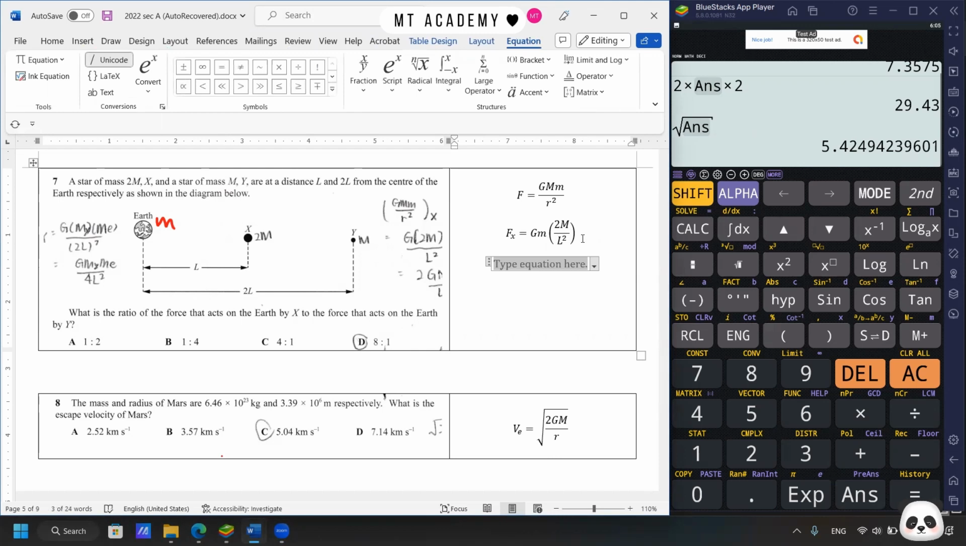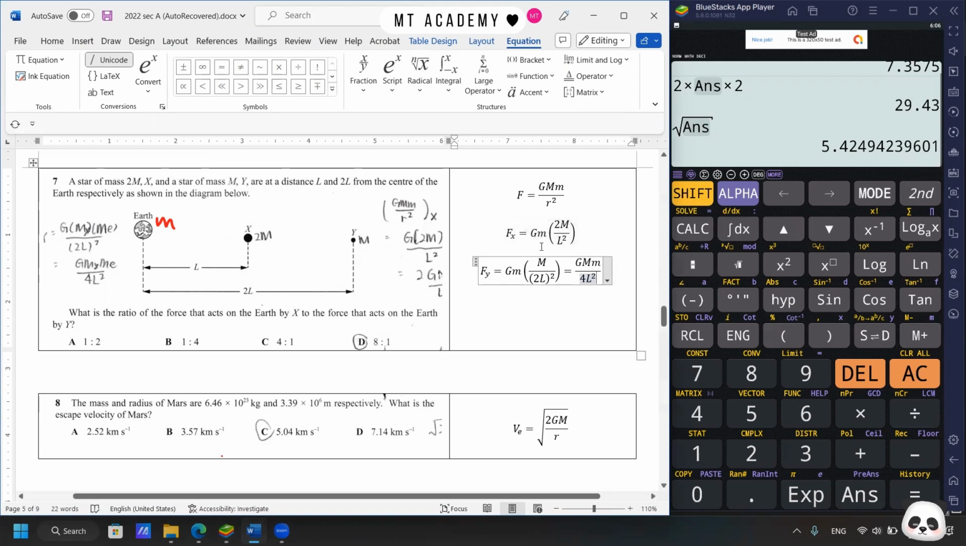Okay, now we're going to review the force between the Earth and Y. Label as Fy equals G m multiplied by the mass of Y, M, divided by the square of the distance separation, 2L. So we need to put a bracket here, (2L) squared. Simplifying the equation, it is equal to G m M over 4L squared. So here we can compare Fx and Fy: Fx is 4 times Fy. If you multiply it, you will get 2 G m M over L squared. So the answer is D.